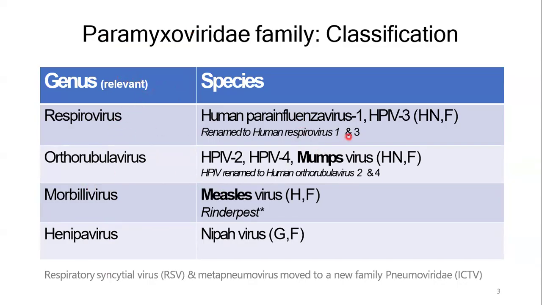Okay. For the Paramyxoviridae family, there are different genera, but what is relevant for us here is mumps and measles. The genera are Respirovirus, human parainfluenza 1, renamed to human Respirovirus 1 and 3. Orthorubulavirus, we have the mumps virus here. Morbillivirus, measles virus, then Henipavirus, Nipah virus. Respiratory syncytial virus, RSV, and metapneumovirus moved to a new family, Pneumoviridae. They were in this family, but then they were moved. Okay.